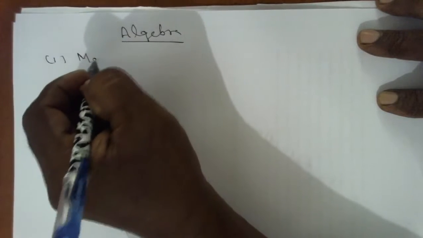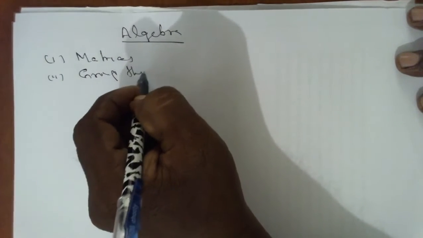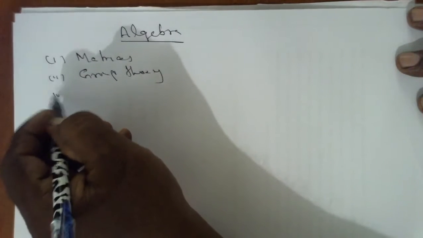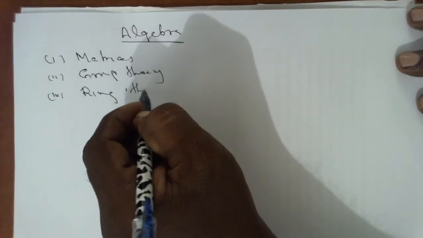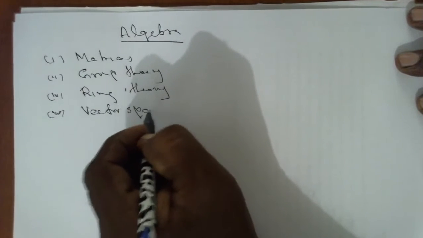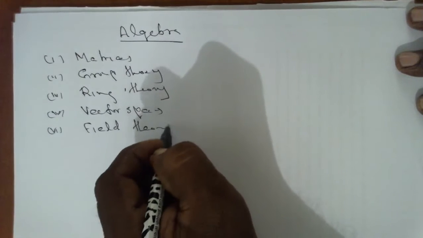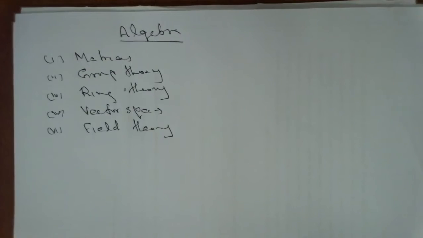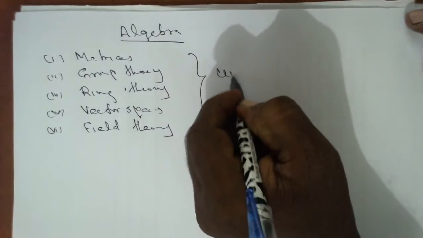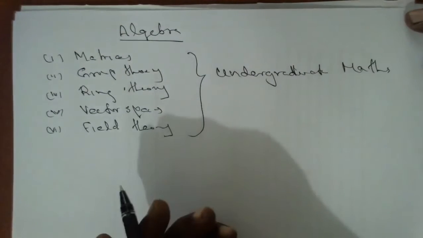In the next semester. And algebra, you have matrices, then group theory, ring theory, vector spaces, field theory. Right? All these are undergraduate mathematics. Undergraduate maths.